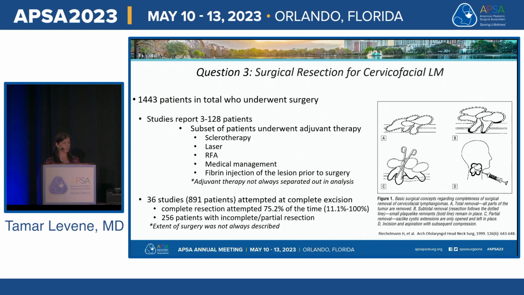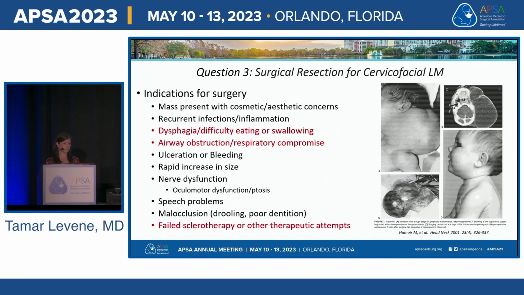And of the patients who underwent an incomplete or a partial resection, the extent of surgery was not always described, again making comparison between the outcomes and results somewhat difficult. So of particular interest in patients with cervical facial lymphatic malformations, as far as indications for surgery unique to this population, are concerns with dysphagia, or swallowing or eating difficulties, as well as airway obstruction and respiratory compromise. Additionally, there were a fair number of patients who had undergone prior attempts at various therapies, including sclerotherapy, prior to an attempted surgery, and this also impacts recurrence rates and outcomes just because of scarring and other associated complications with other therapies.